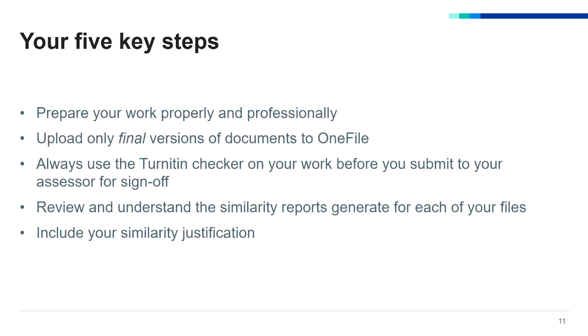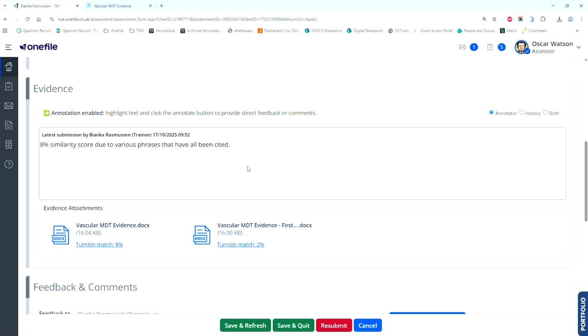Number 3, they should use their Turnitin checker on their work before they submit their evidence to you, the training officer, or their assessor for sign-off. They need to review and understand how the similarity reports are generated for each of their files, and for all of their scores, they need to justify it within their free text. So if you just keep those notes from the trainee's perspective in mind when you review the OneFile reports.